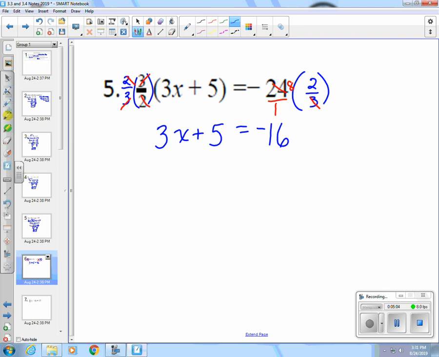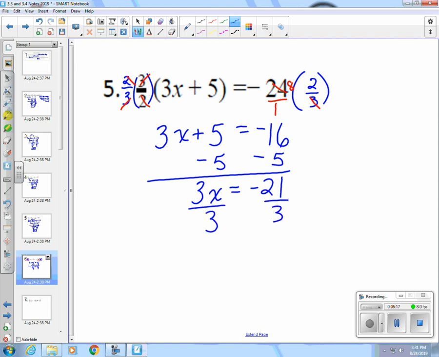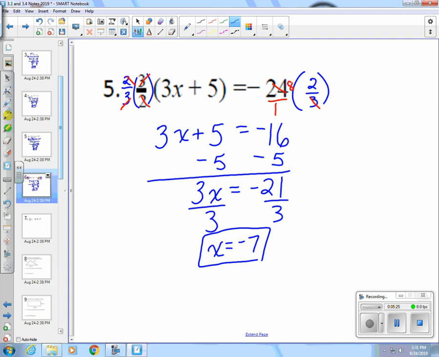Now we can continue on and work through our opposite operations, our inverse operations, which will give us 3x equal a negative 21, divide by 3 on both sides, and x will be equal to a negative 7. Make sure that I'm seeing each step along the way. That is an expectation.